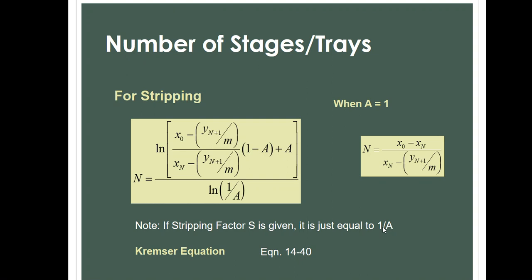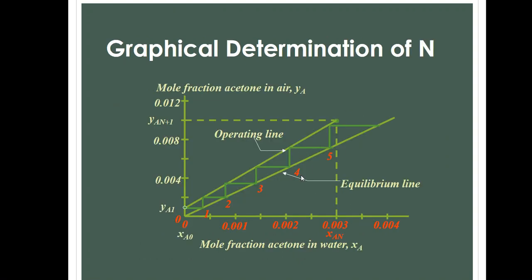We have a case wherein A is constant and has a value of 1. This complicated Kremser formula is simplified in this form. So this would now be your new formula if A is a constant and has a value of 1. Okay? Graphically, I leave this to you to read in your books.